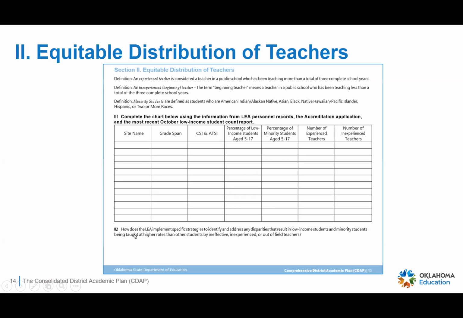And then there's a follow-up question down here, 2.2. How does the LEA implement specific strategies to identify and address any disparities that result in low-income students and minority students being taught at higher rates than other students by ineffective, inexperienced, or out-of-field teachers? So if you, through this table, see that there is an uneven distribution of teachers, how do you address that? How do you make sure that the distribution is equitable?